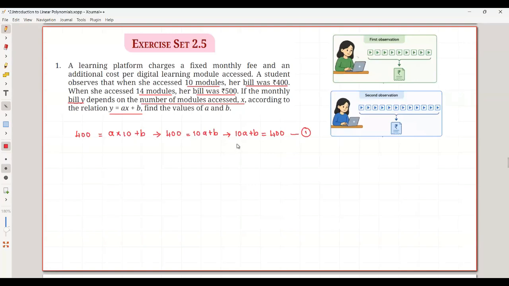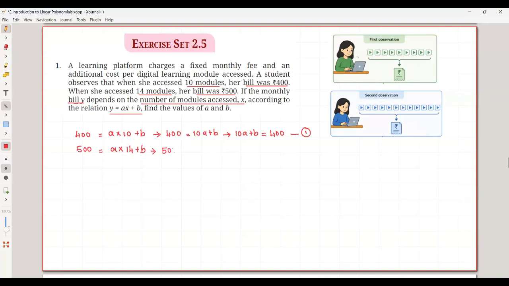Hope you can understand. Now the second, 14 models, the bill was 500. Okay, 14 models, so the bill was 500, right? So 500 means, in place of y, you have to take it as the bill amount. 500 is equal to A into how many models? Instead of x, you have to take it as 14 models, 14 models plus B. Simplify it.